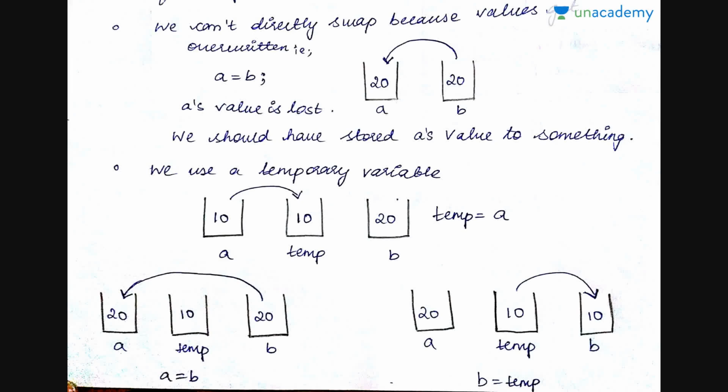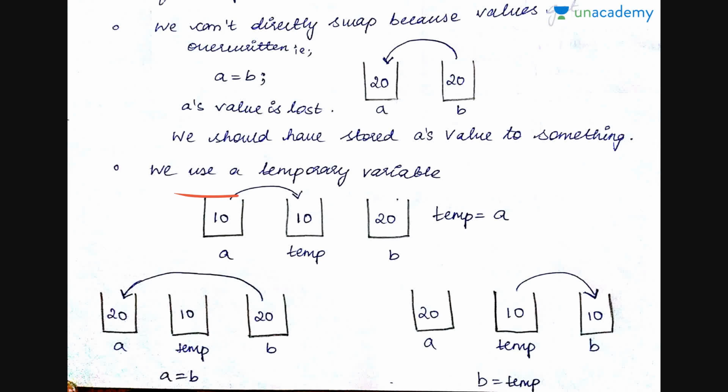Let us see how we can do it. We can't directly swap because values get overwritten. For example, if we say A equals to B, which means B's value is written to A. It's like this, from right side to left side, that is B's value is put to A. Then what happens? A now holds the value of B, but B holds the value of itself. It's not holding the value of A. And we can't again put the value of A to B because A's value is lost. We should have stored A's value in some other place or some variable.